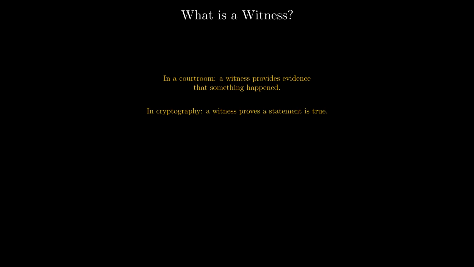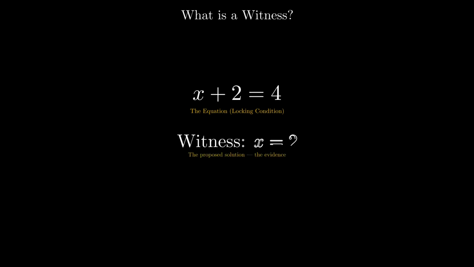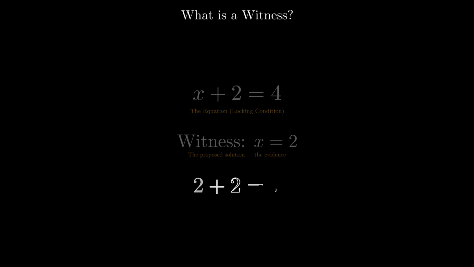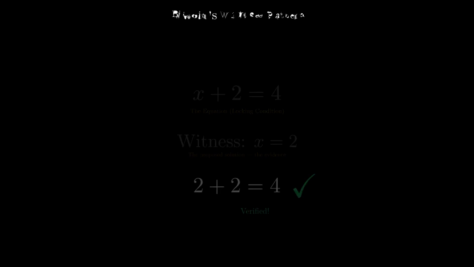To understand the fix, we first need to understand what a witness is. In a courtroom, a witness provides evidence that something happened. In cryptography, the concept is similar but more precise. Consider the equation x plus 2 equals 4. The witness is x equals 2. Anyone can verify this. Plug 2 into the equation, compute 2 plus 2, get 4, and confirm it matches. The verifier doesn't need to find the solution, they just need to check it.